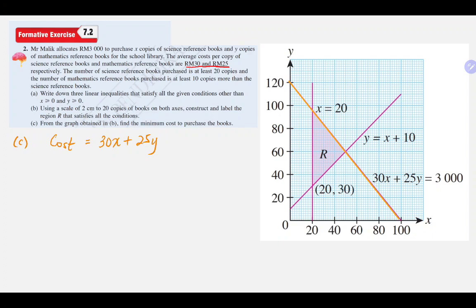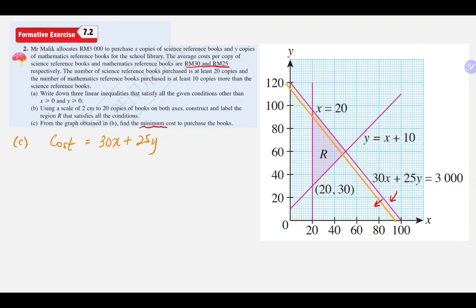So we don't need to draw any other line, okay. As the objective function, we can straight away use this. The line that we drew just now, 30x plus 25y equals 3000, right? So we can use this as a reference line. And now we want to find the minimum cost to purchase the book. So our objective line should go to the very first point. So we'll go back downward to our region.